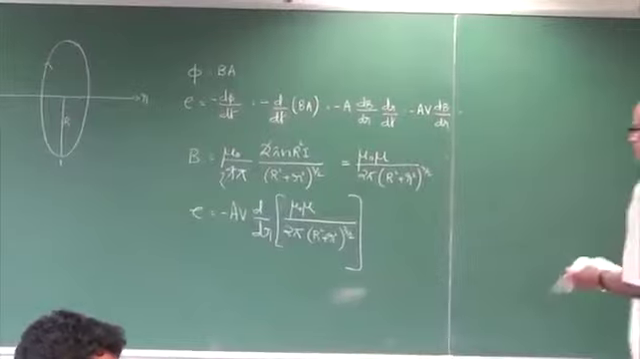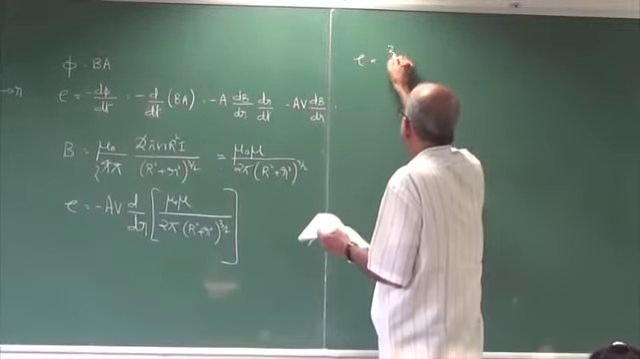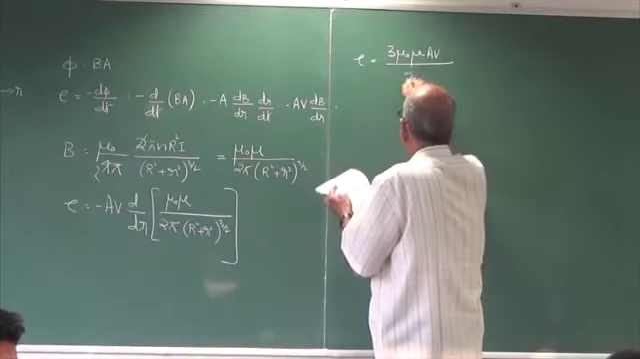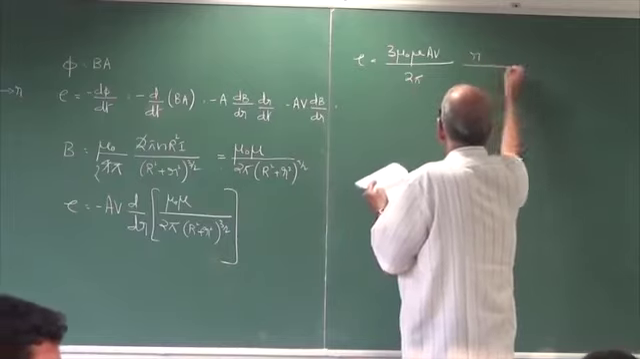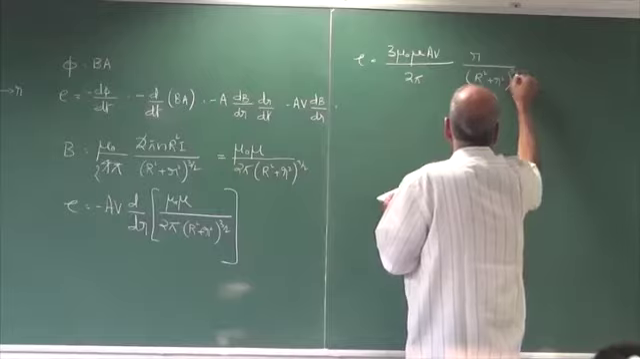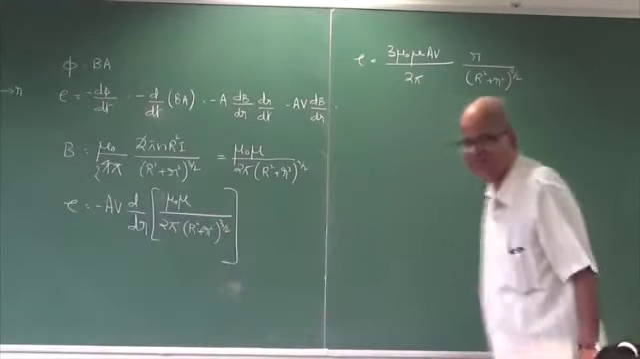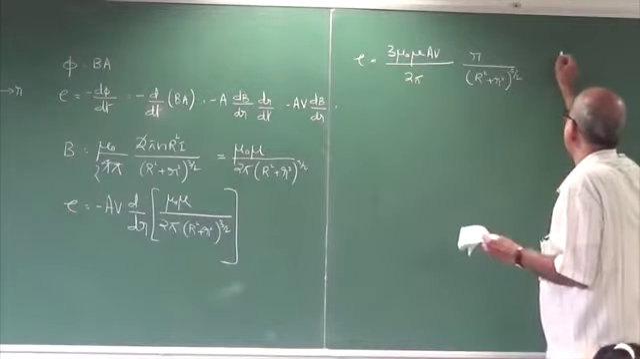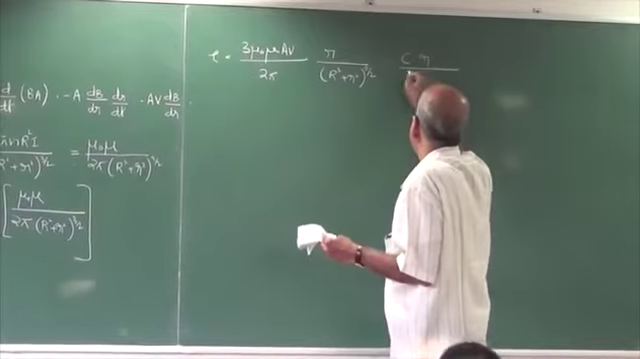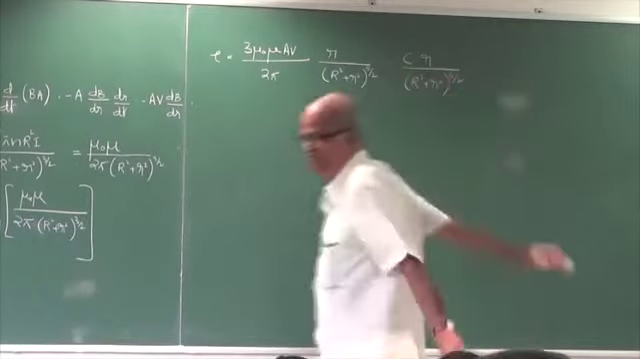In fact, if you differentiate that, you can check the final answer at home. Power 5 by 2. These are all constant. You take them out and differentiate this function. In fact, you can write it as some constant C into r by R squared plus r squared to the power 5 by 2. Clear?